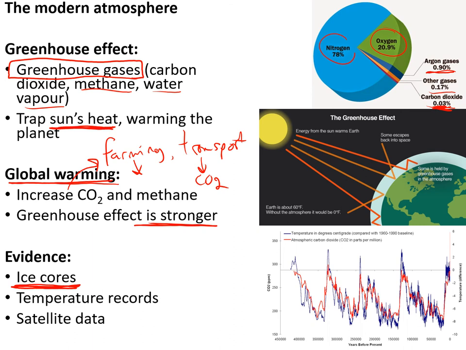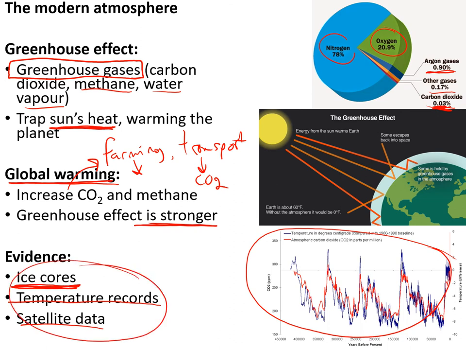So if we look at this graph here, the red line is the carbon dioxide and the blue line is the temperature, and you can see that they follow each other, and we know that it's the carbon dioxide that causes the temperature change. But also, if we look at our own temperature records, if we look at satellite data, all of these three things together are all painting this very clear picture that the temperature is increasing, that it's caused by an increased greenhouse effect, that it is our fault, and that we do need to do something about it.